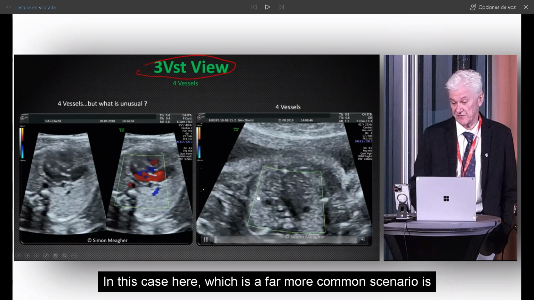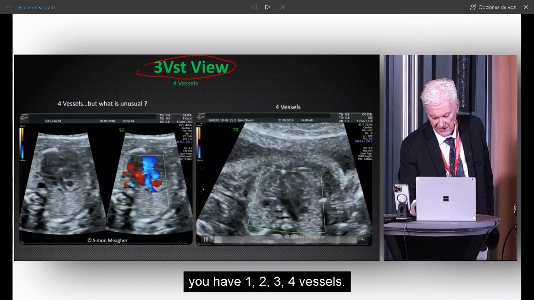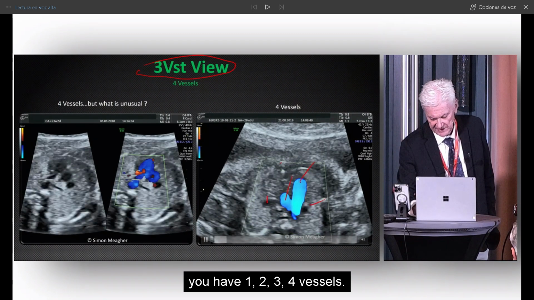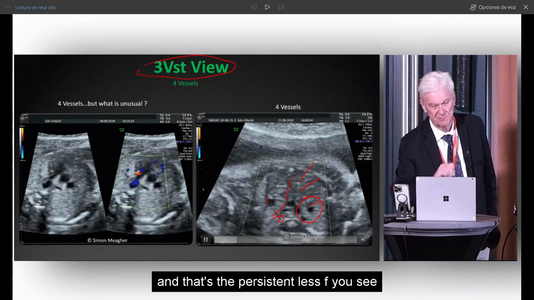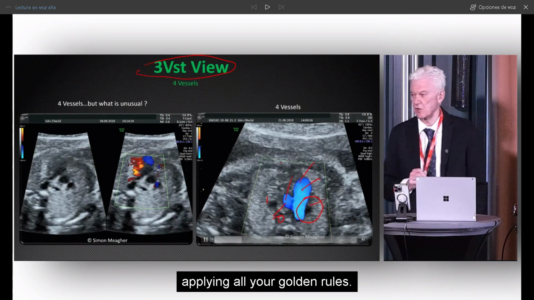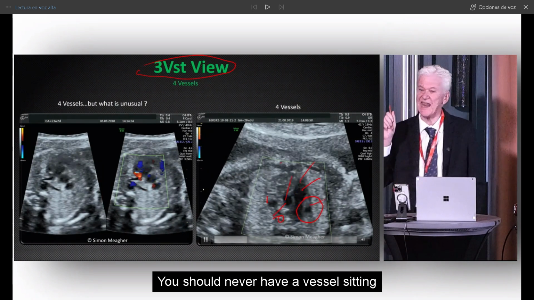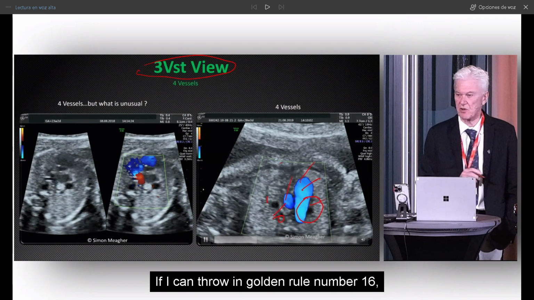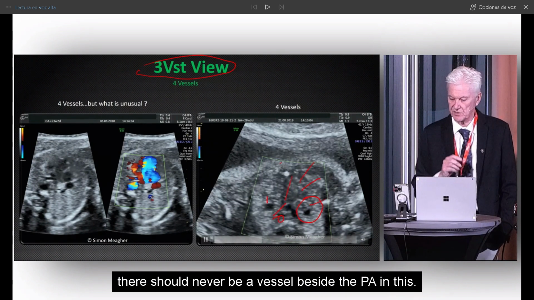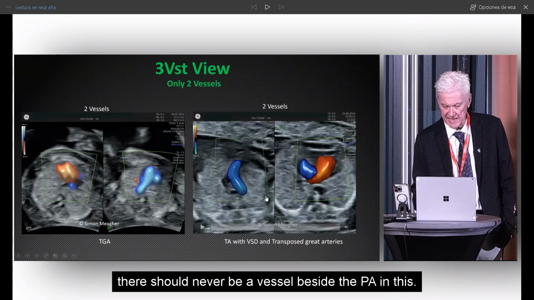In this case here, which is a far more common scenario, you have 1, 2, 3, 4 vessels. You know that's the trachea, that's the aorta, that's the pulmonary artery, and that's the persistent left SVC, applying all your golden rules. You should never have a vessel sitting beside the pulmonary artery, if I can throw in golden rule number 16. There should never be a vessel beside the PA.